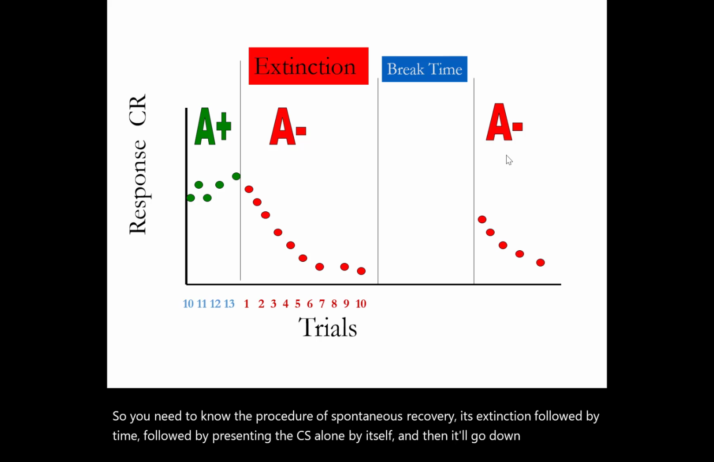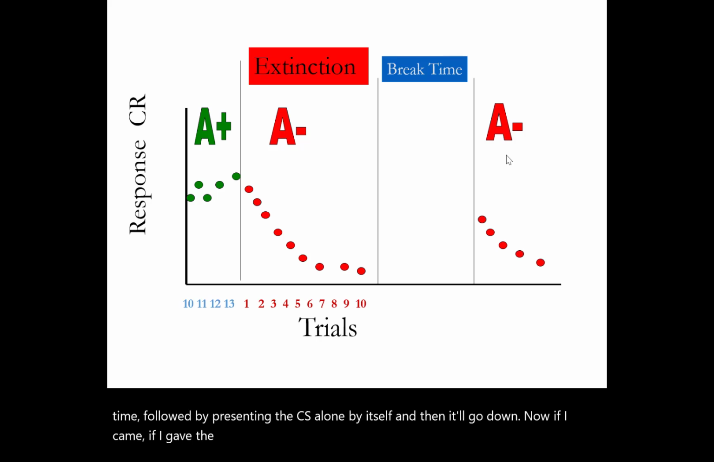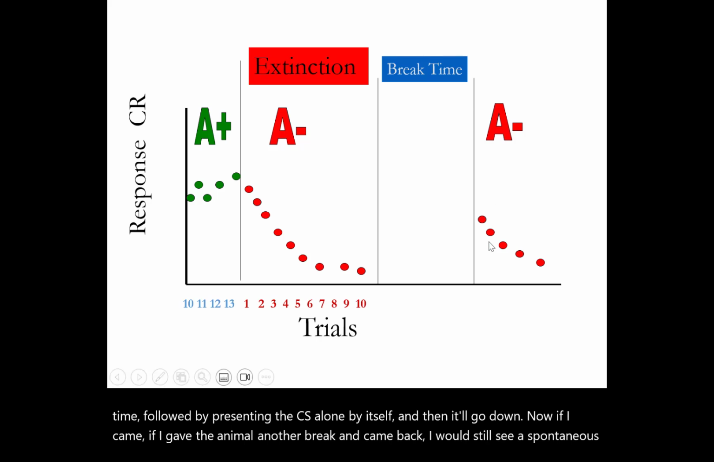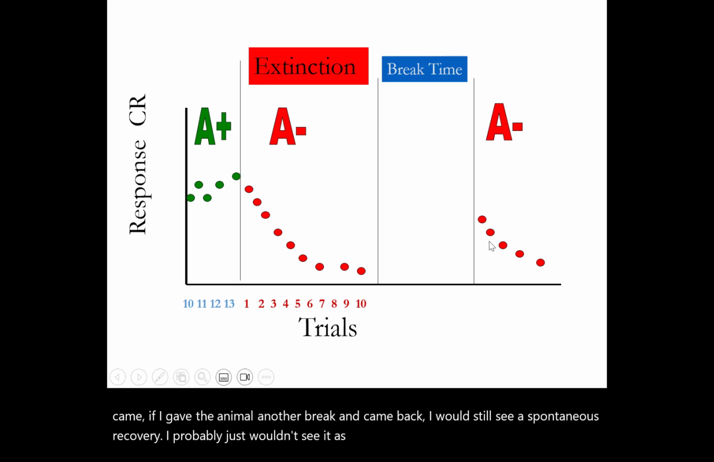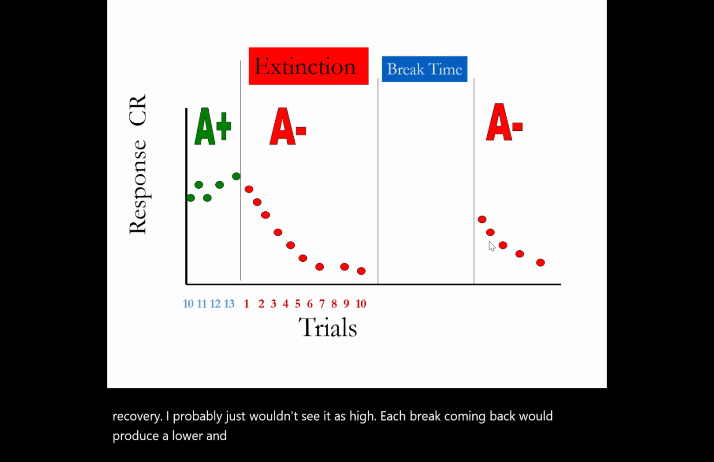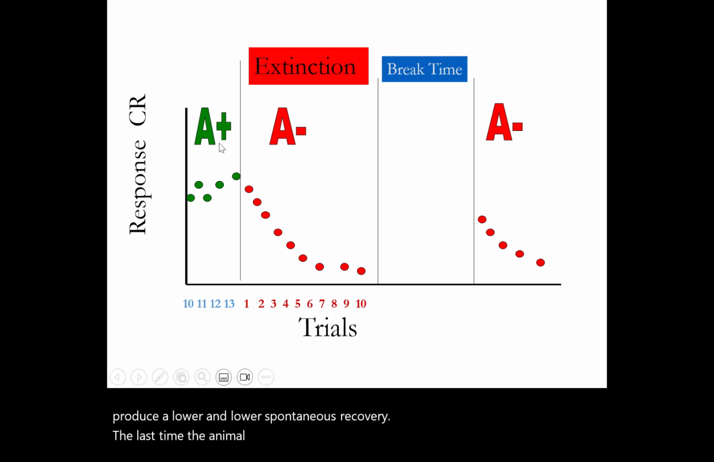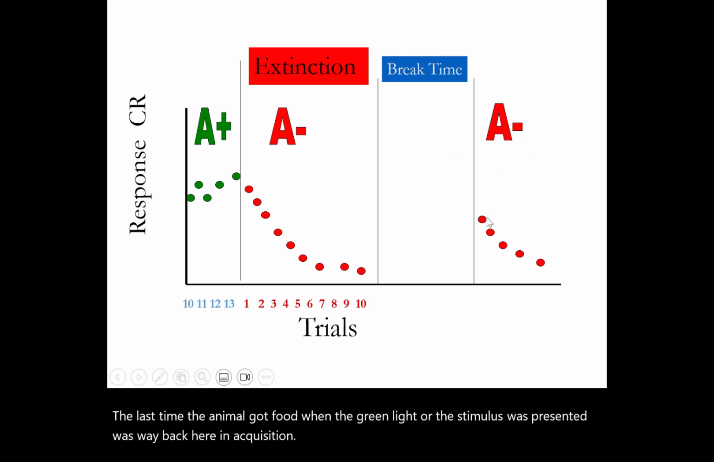Now, if I gave the animal another break and came back, I would still see a spontaneous recovery. I probably just wouldn't see it as high. Each break coming back would produce a lower and lower spontaneous recovery. The last time the animal got food, when the green light or the stimulus was presented, was way back here in acquisition. This is just coming back.